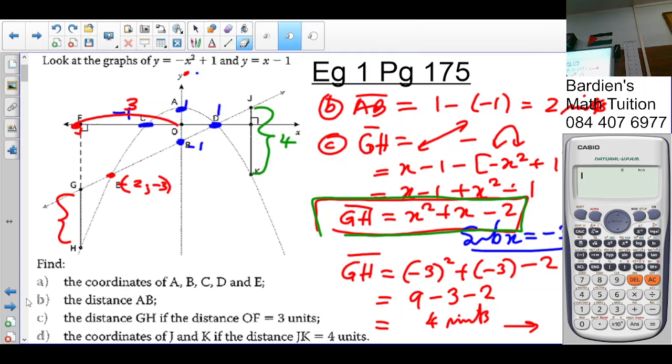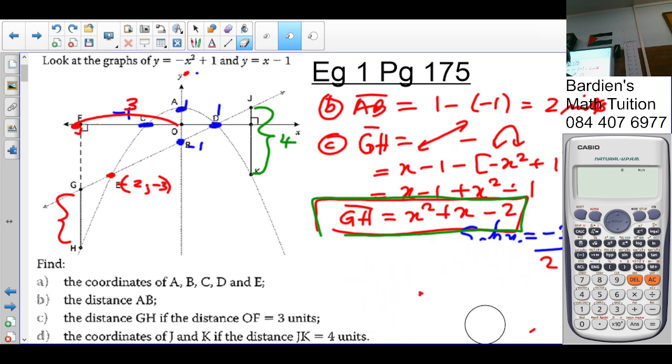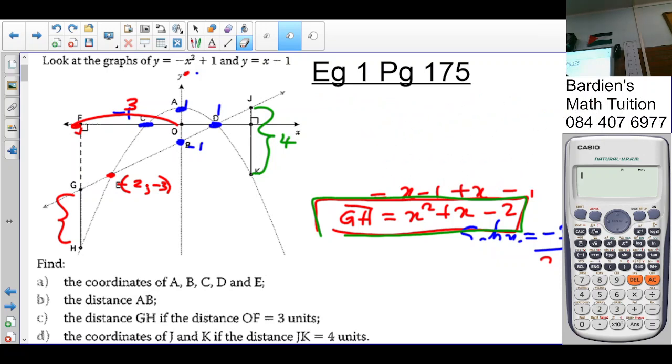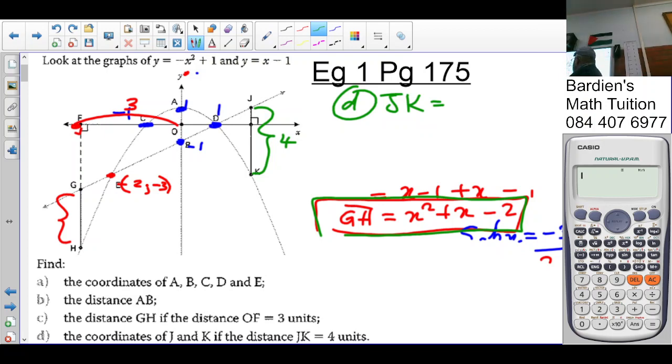So what do I say is, okay, let's take us off here. So for JK, it's going to again be the straight line minus the parabola. The straight line minus the parabola is that minus this, which will result in x squared plus x minus 2. Again, JK is the straight line minus the parabola, the length between those two graphs.